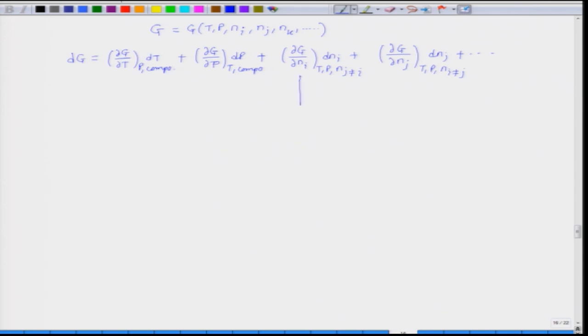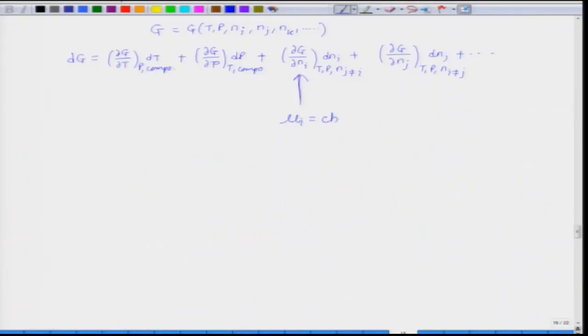And now this partial is an important quantity, right. So what is this partial basically? It expresses the change in Gibbs free energy because of addition of 1 mole of I at constant temperature, pressure and constant number of moles of other species. And this is called the chemical potential. Right. So the chemical potential of I is defined as dou G by dou Ni at constant temperature, pressure and all Nj not equal to I.